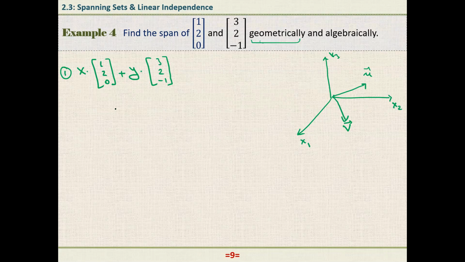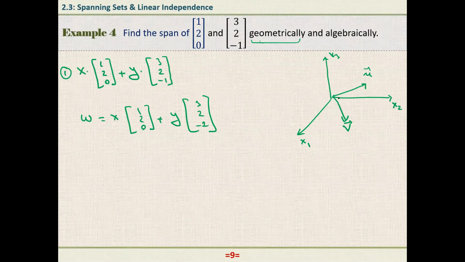It means that some vector, let's say, is x times (1, 2, 0), plus y times (3, 2, -1), right? So now, if we want to get the general equation of this plane, we need to do this algebraically, right? The second part says to find the span of these vectors geometrically and algebraically.